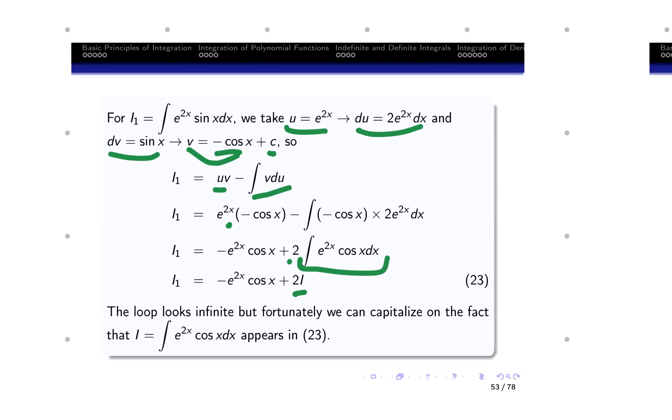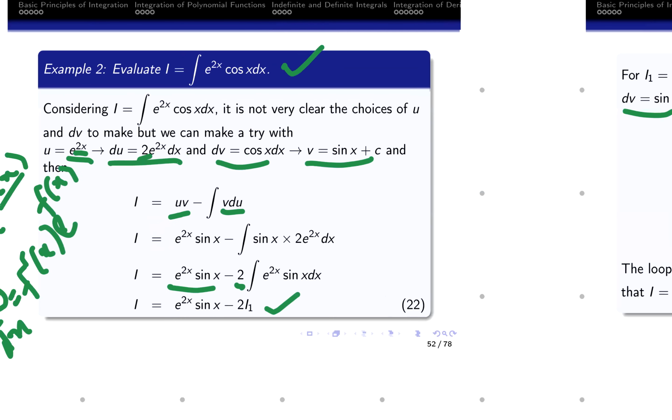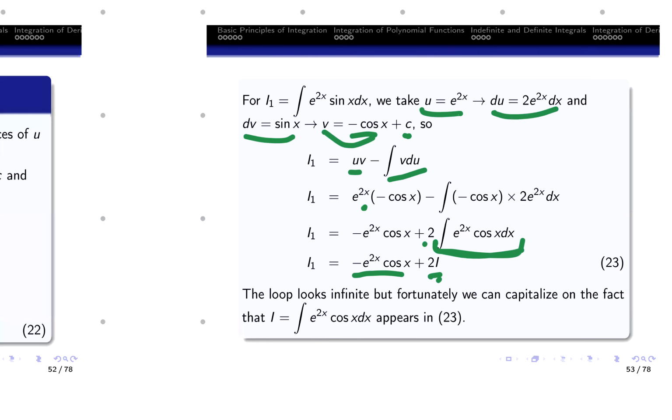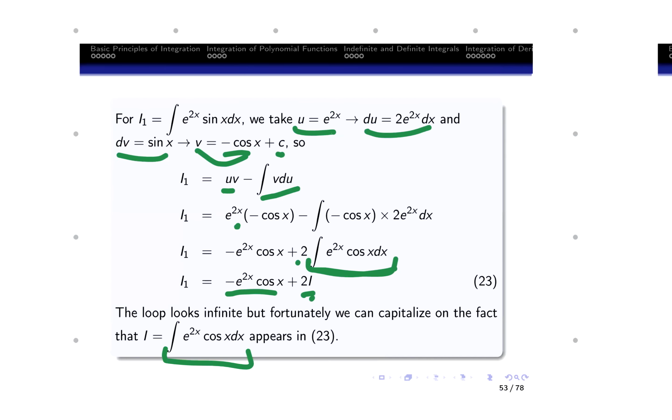So remember, I1 now is minus e raised to power 2x cos x plus 2I. So since you already have an I, remember what you had here. This is I equals e raised to power 2x sin x minus 2I1. So now your I1 is minus e raised to power 2x cos x plus 2I. So now see, the loop looks infinite, but fortunately, we can capitalize on the fact that I, which is integral of e raised to power 2x cos x dx, which appears here, is the same problem you started with.